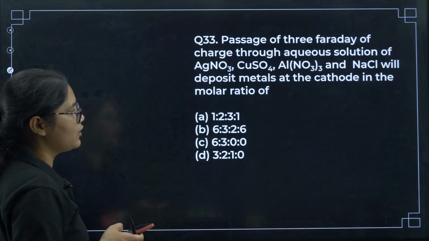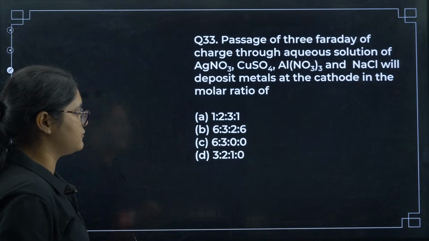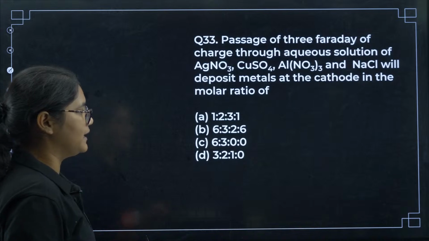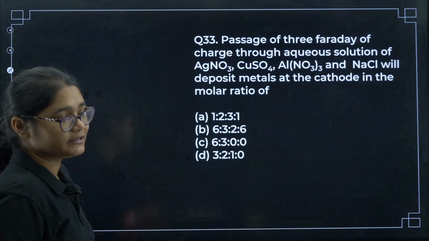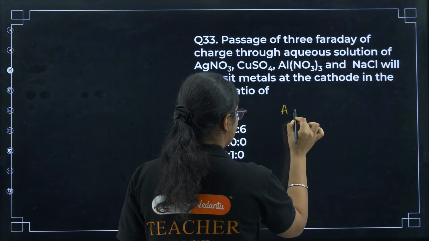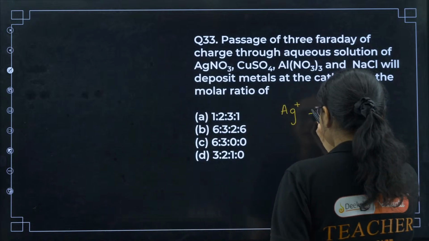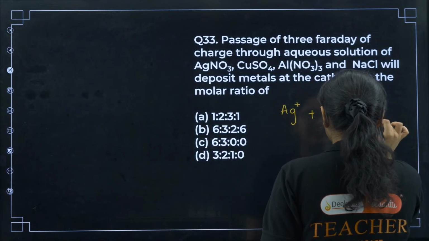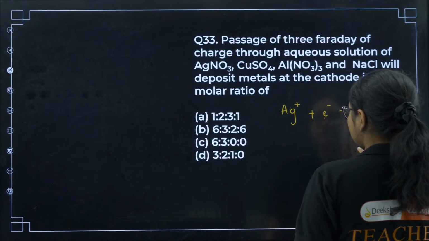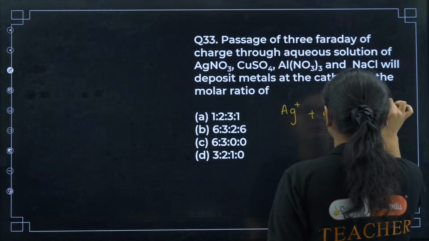Passage of 3 Faraday of charge through aqueous solution of AgNO3, copper sulfate, aluminium nitrate and NaCl will deposit the metals at the cathode in the molar ratio of. Okay, I will write the reactions for all of them so you can check the options. It is like this: Ag plus electron gives Ag. So 1 Faraday will deposit 1 mole. For Ag I have 1 Faraday, 1 mole.